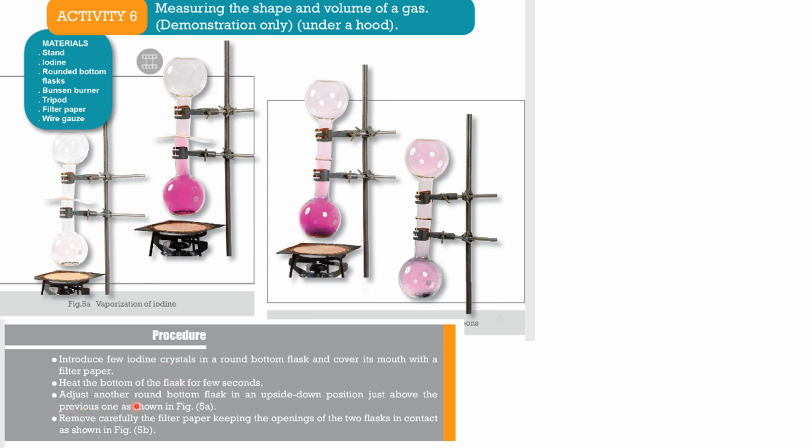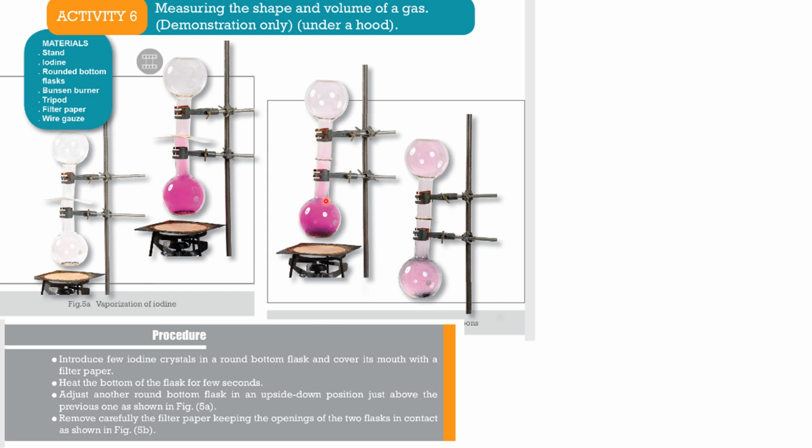Then adjust another round bottom flask in an upside down position. Here is the second round bottom flask in an upside down position, just above the previous one as shown in figure 5a. Here are the two round bottom flasks. Remove carefully the filter paper, keeping the opening of the two flasks in contact as shown in figure 5b. Here are the two flasks, their openings are in contact, and we remove the filter paper.